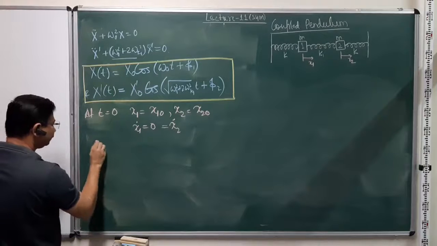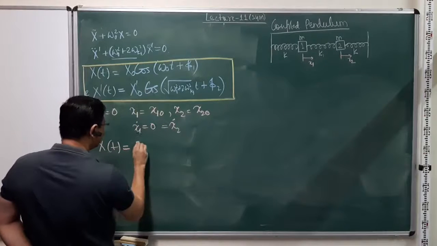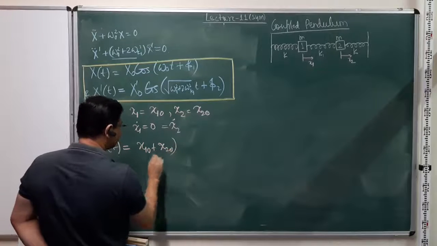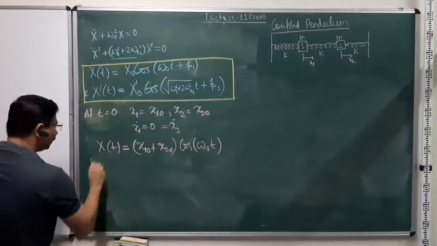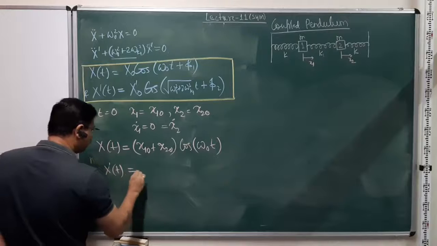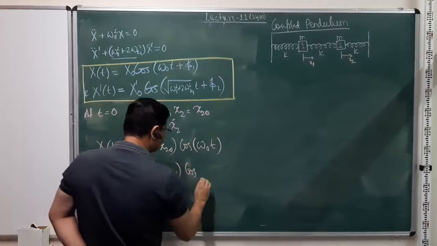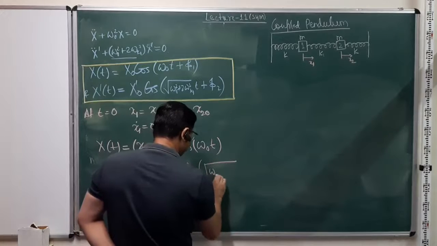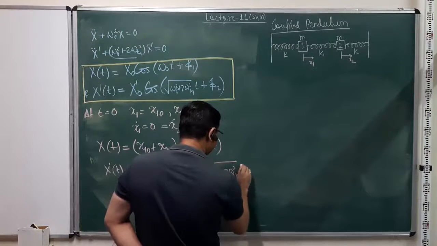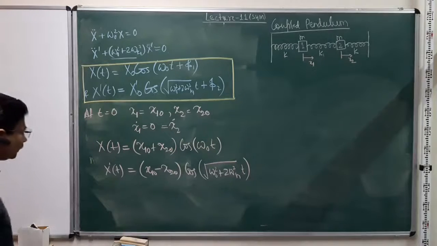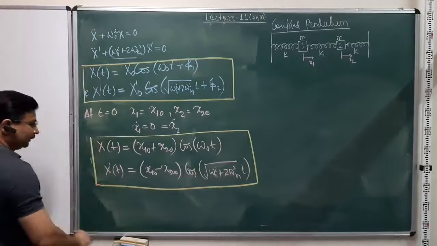What we will get is x of t will be, in this case, simply x10 plus x20 times cosine of omega naught t, and x prime of t will be x10 minus x20 times cosine of the square root of omega naught square plus 2 omega k1 square, times t. So these are the solutions with the given initial conditions for this system.